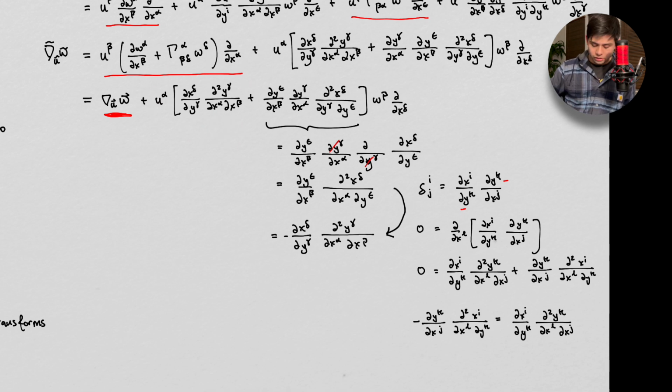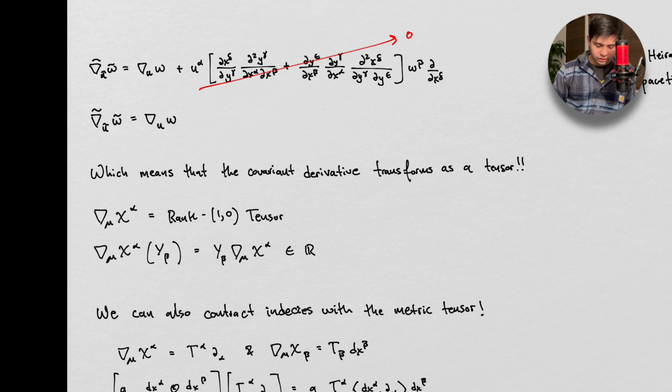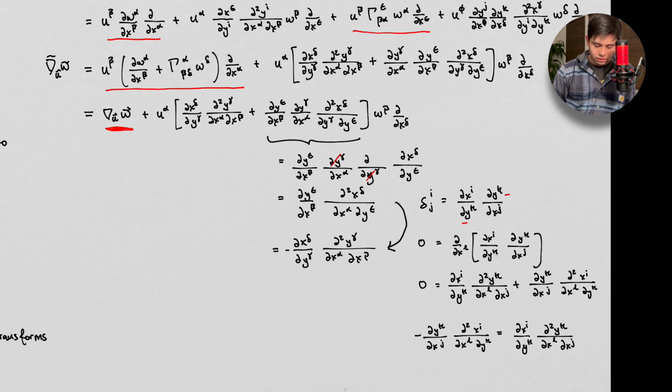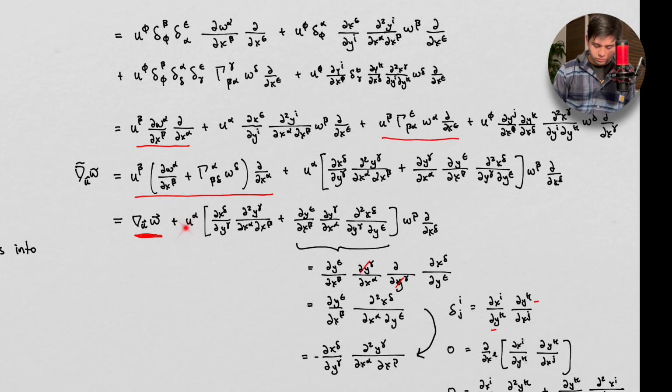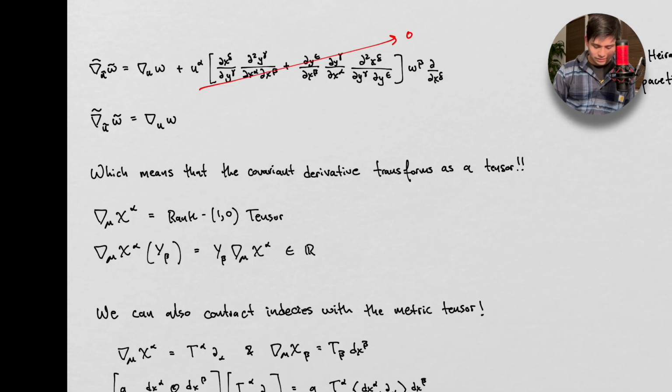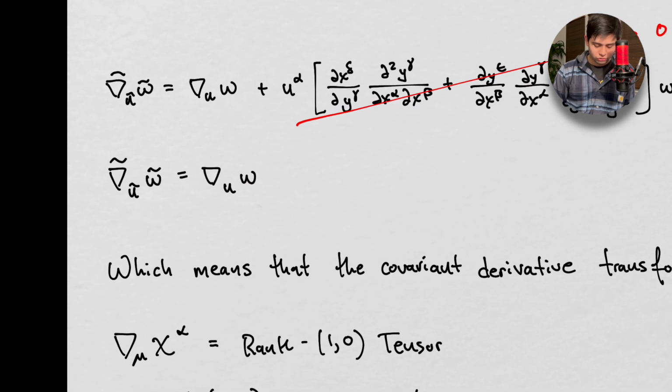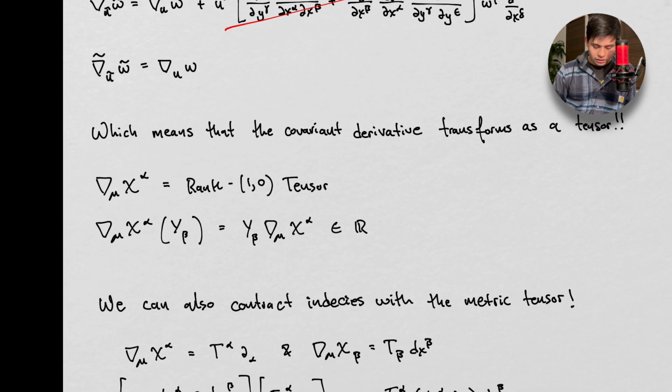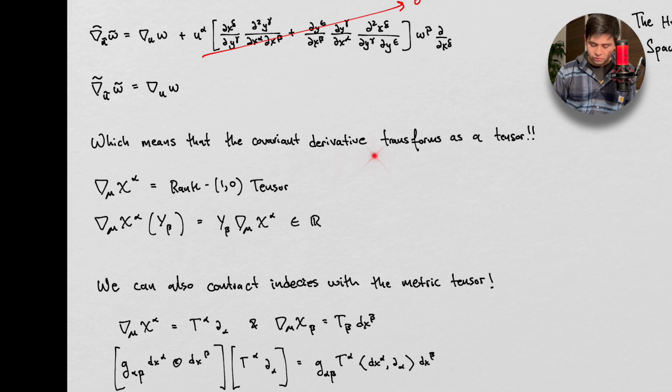All right, so that was a lot. We're coming towards the end, though, because what that means is that all this is 0. So that means we just get this. Right, so if all this goes to 0, then we just get this. So the transformed covariant derivative is just the covariant derivative. It actually didn't change. Okay? Which means that the covariant derivative transforms as a tensor, right?